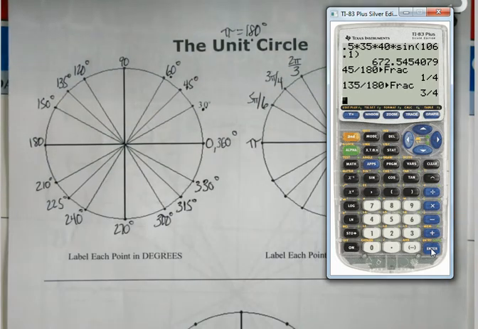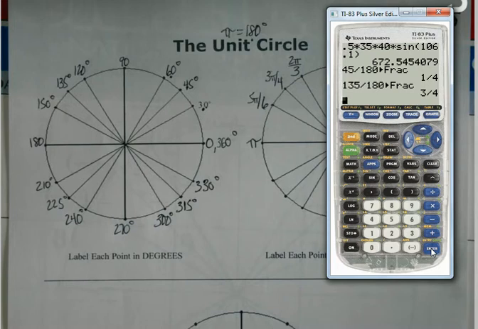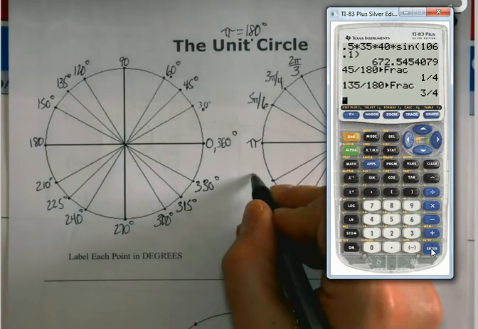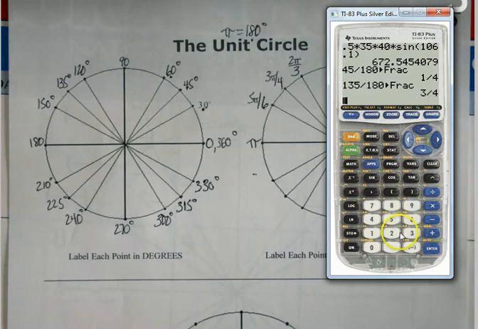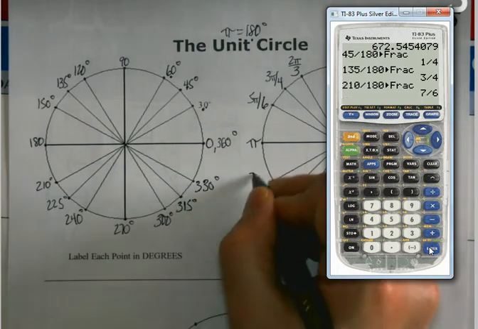Then we have pi itself. And you just keep running these all the way around. Now, 210 over 180, you're like, can I do that? I mean, the number on top's bigger now. Sure. Same idea. Reduce it, 7 pi over 6.